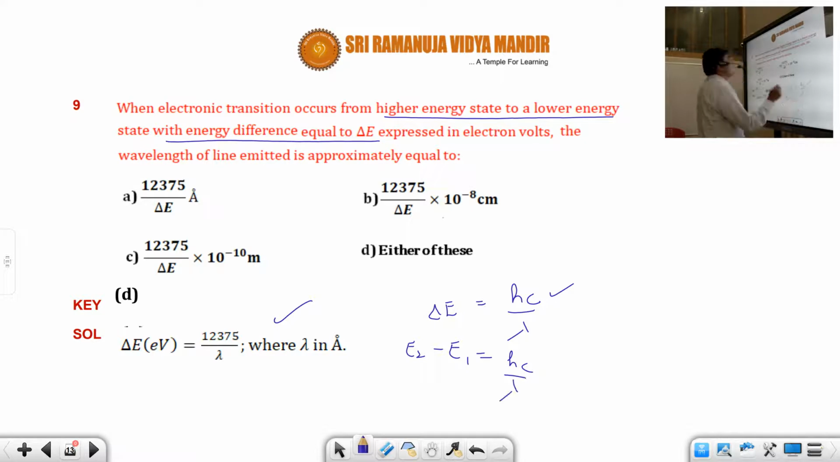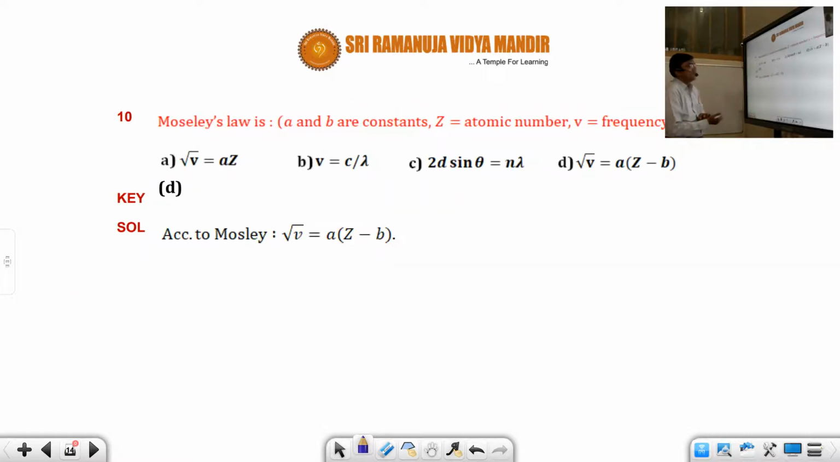So that's what is asked. Energy difference here is asked. So by doing so, numericals will be simplified. For example, if lambda is given, simply you can calculate. But you get the answer in angstroms.